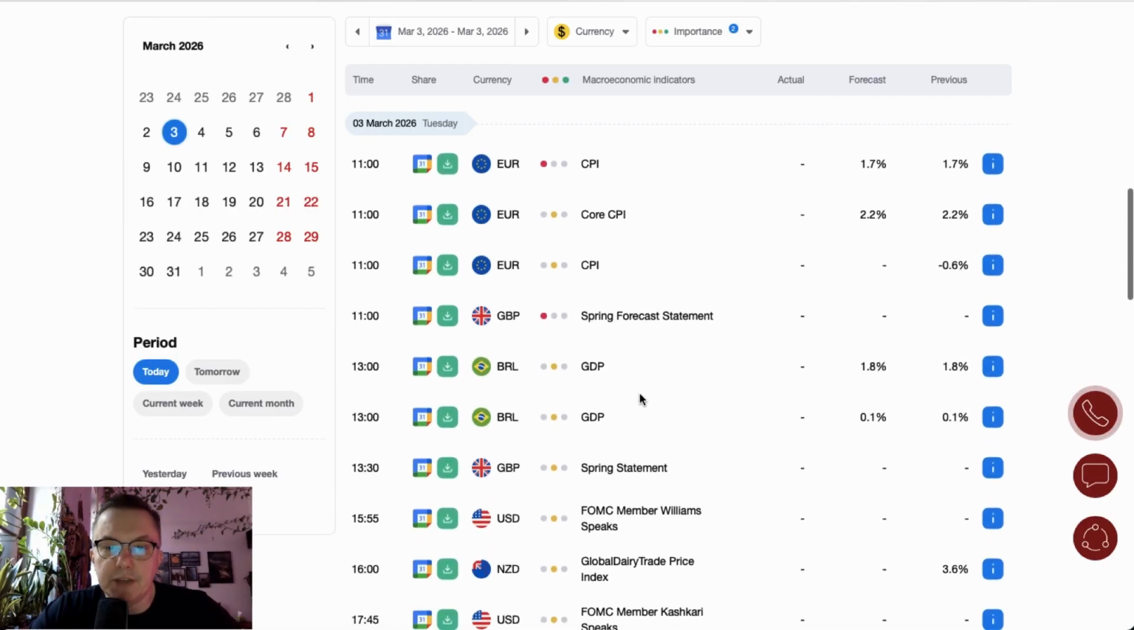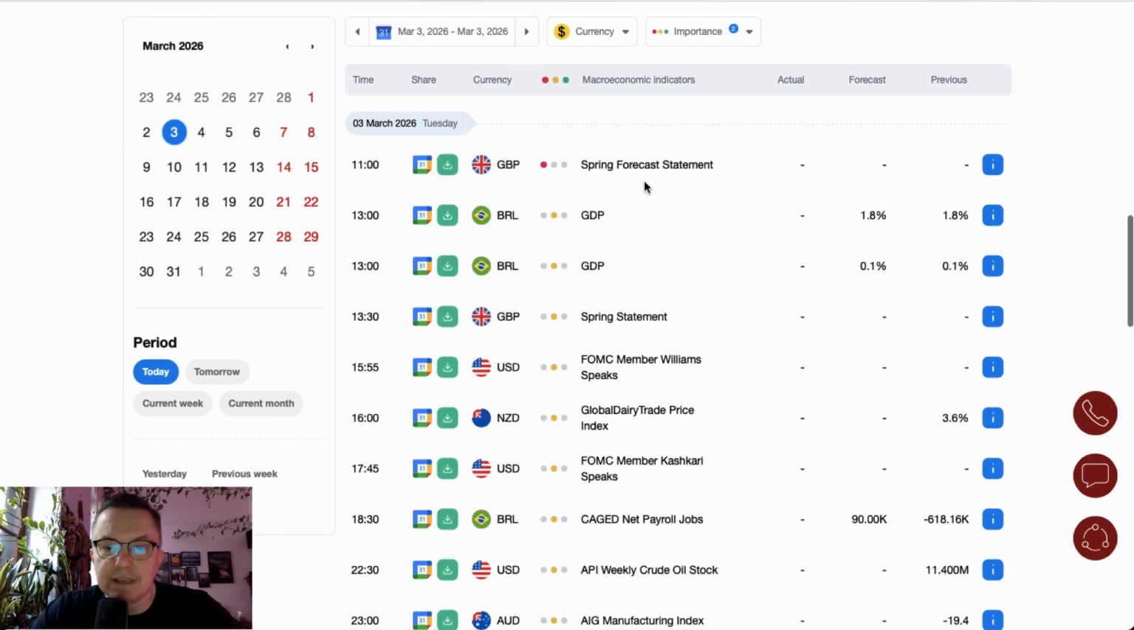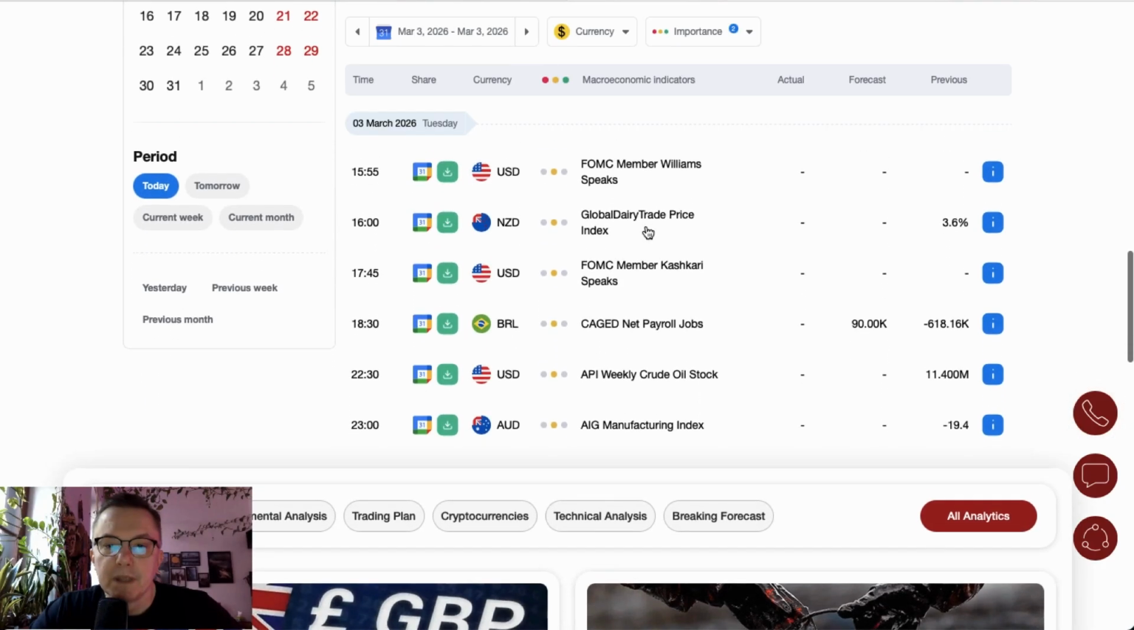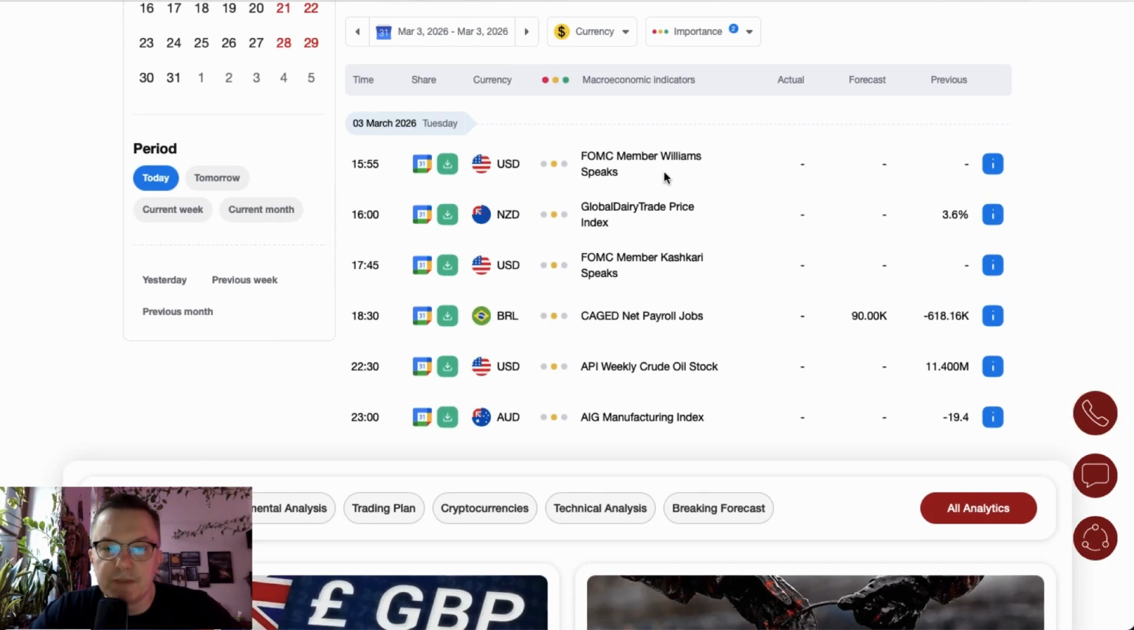We are waiting for the major data release from the Eurozone. CPI and core CPI data are scheduled for release at 11 o'clock. The market participants expect the CPI to hit the level of 1.7% as a month before. Spring forecast statement from the UK is scheduled for 11 o'clock as well, and the spring statement is scheduled for 1:30. FOMC member Williams will give a speech at 4:55.